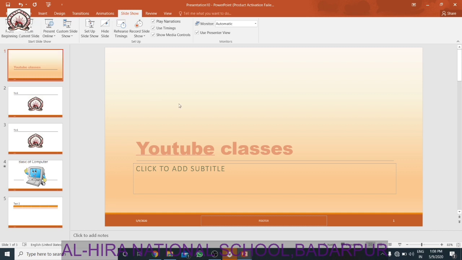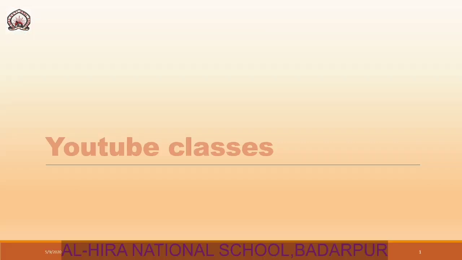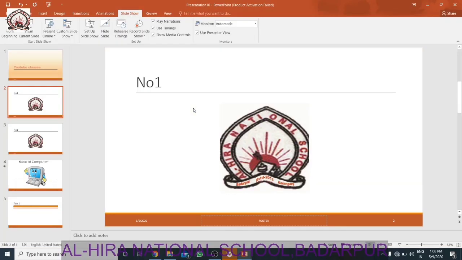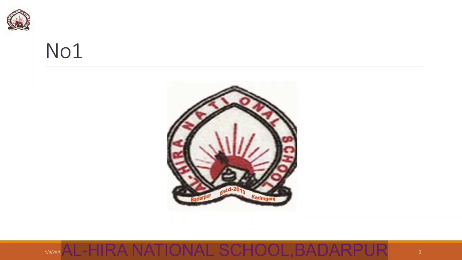Another is F5. If you press the F5 button on the keyboard, your slideshow will begin. And to exit from the slideshow, press the Escape key on the keyboard. You can see here another option: in the status bar, there is a Slide Show button. If you just click it, it will show you the slideshow. If you want to stop it, we will press Escape.